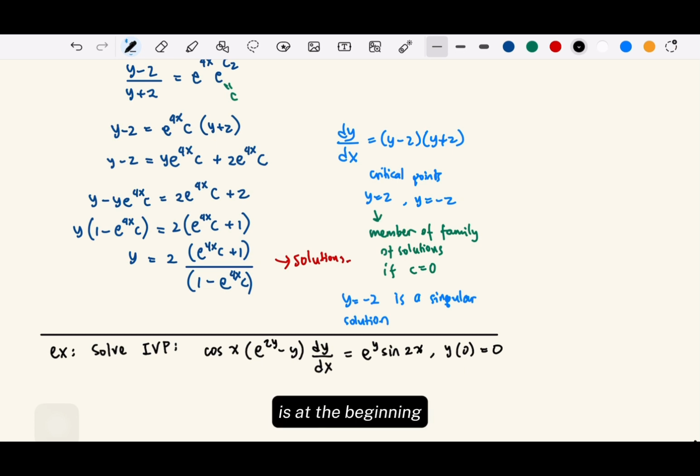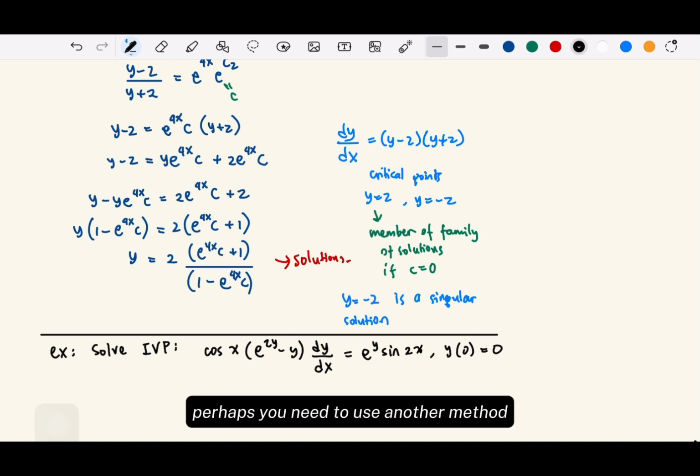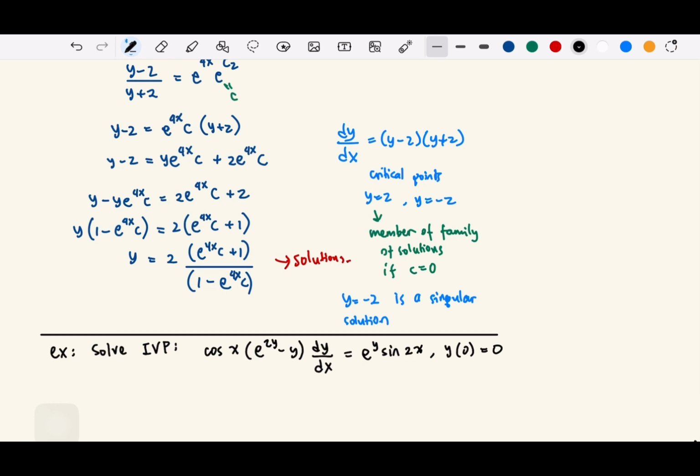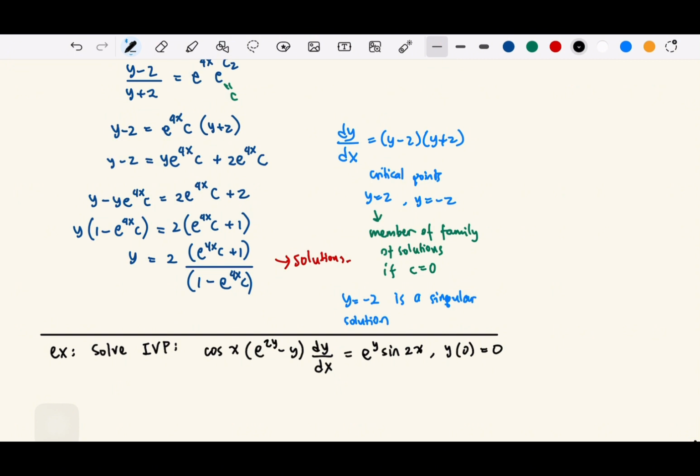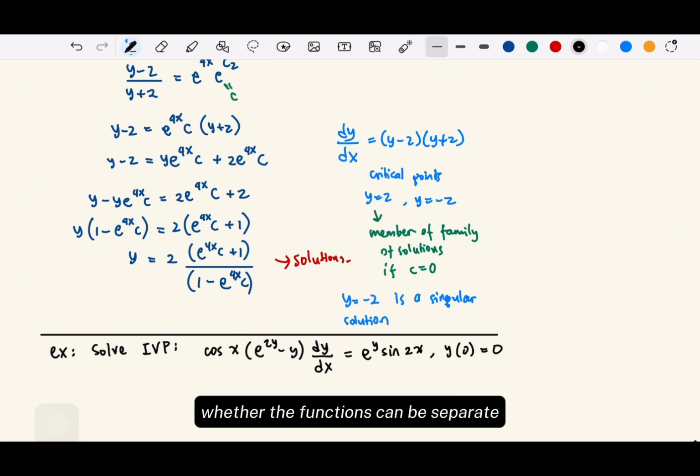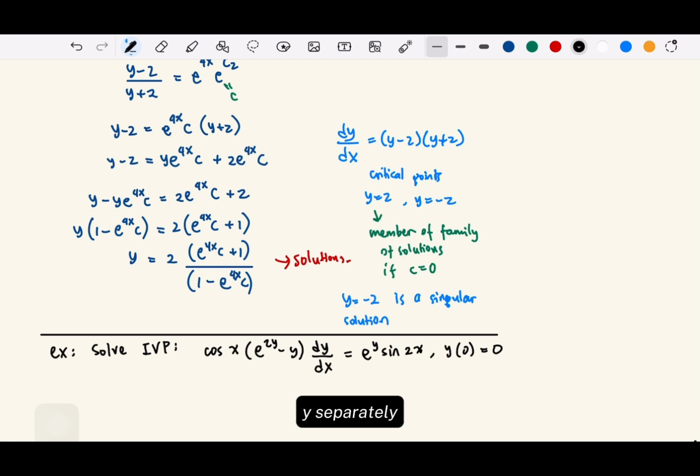If at the beginning you cannot separate, perhaps you need to use another method, okay? Which we are going to see later. So the first step, you need to see the patterns, okay? Whether the functions can be separated into x and y, and then you can integrate x and y separately. Okay.